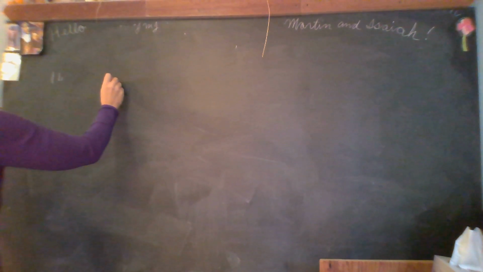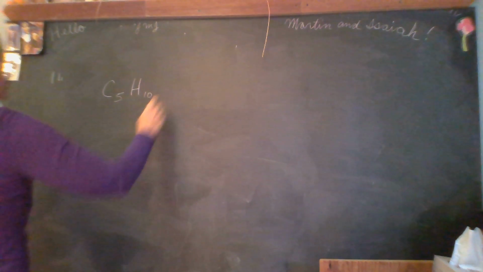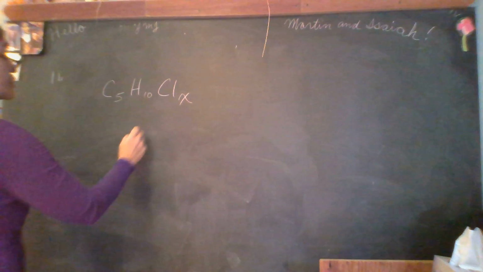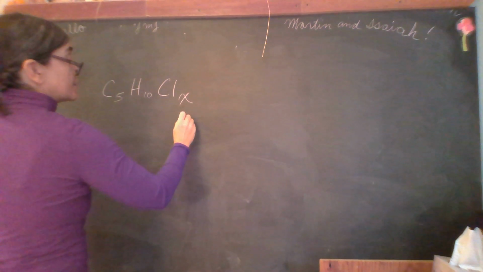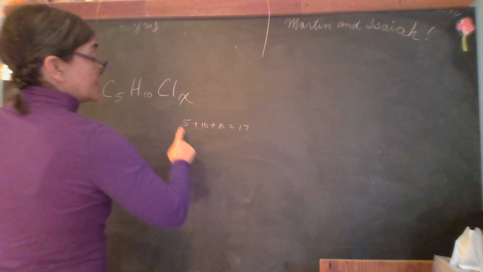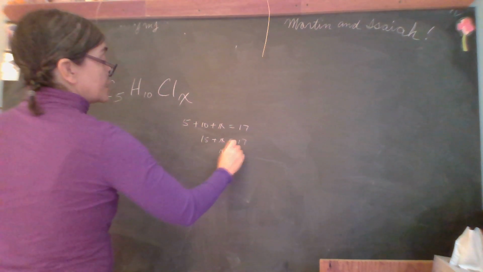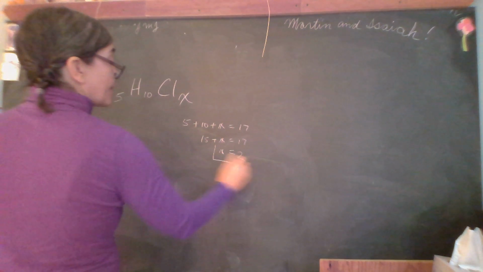If the formula is C5H10Cl(X), what must X be? We're told that it contains 17 atoms. So 5 plus 10 plus X will equal 17. So 15 plus X equals 17. Obviously X is 2. So X is equal to 2.